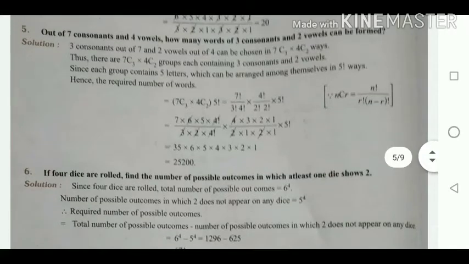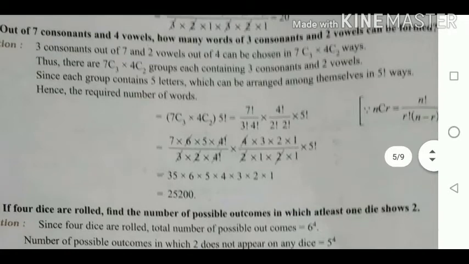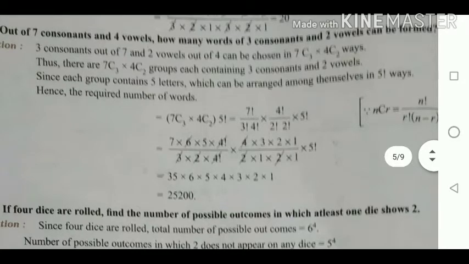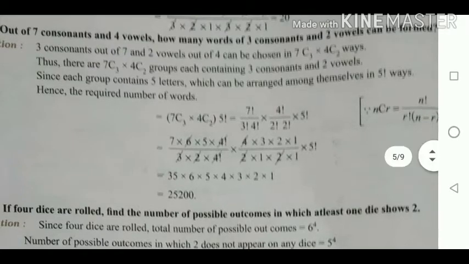Out of 7 consonants and 4 vowels, how many words of 3 consonants and 2 vowels can be formed? Here they said 3 consonants out of 7, so I am taking 3 from 7, that is 7C3. Likewise, 2 vowels out of 4 vowels. Here 4 vowels are there, 7 consonants are there. From 7 consonants, I am taking 3 consonants, and from 4 vowels, I am taking 2 vowels.